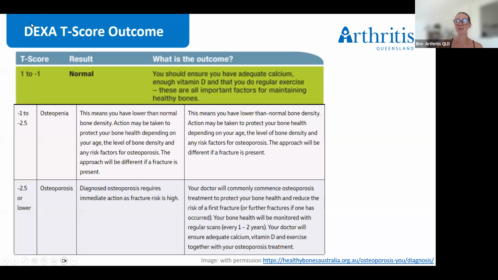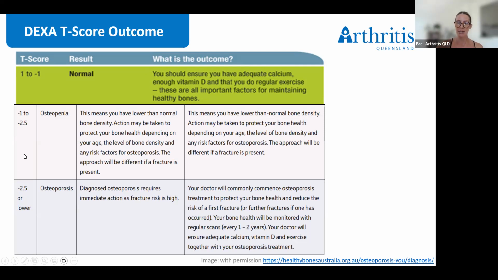So if you score between -1 and -2.5, you have osteopenia, and the outcome is to take immediate action to minimize further bone loss by checking your calcium and vitamin D levels. A DEXA scan will be done after 1 to 2 years just to recheck your bone density levels.